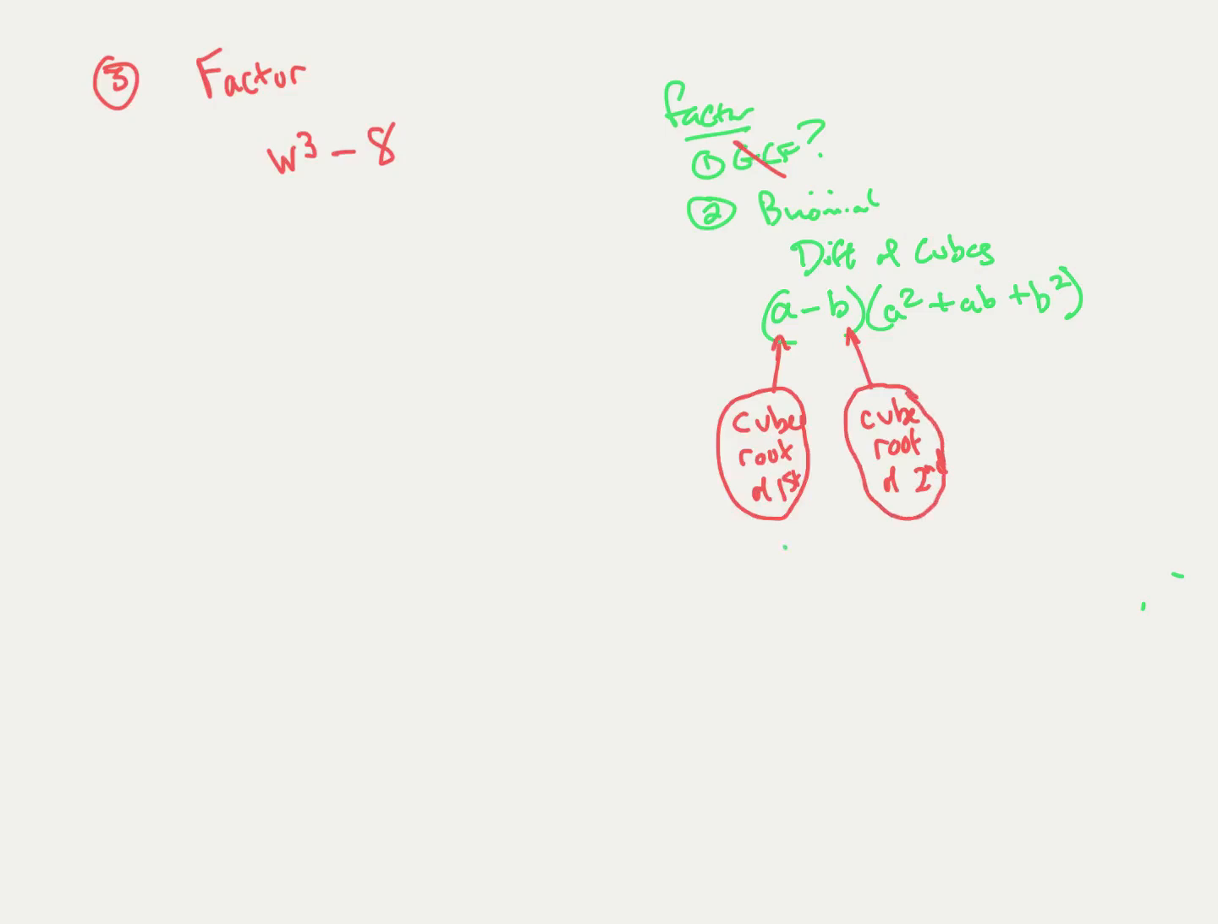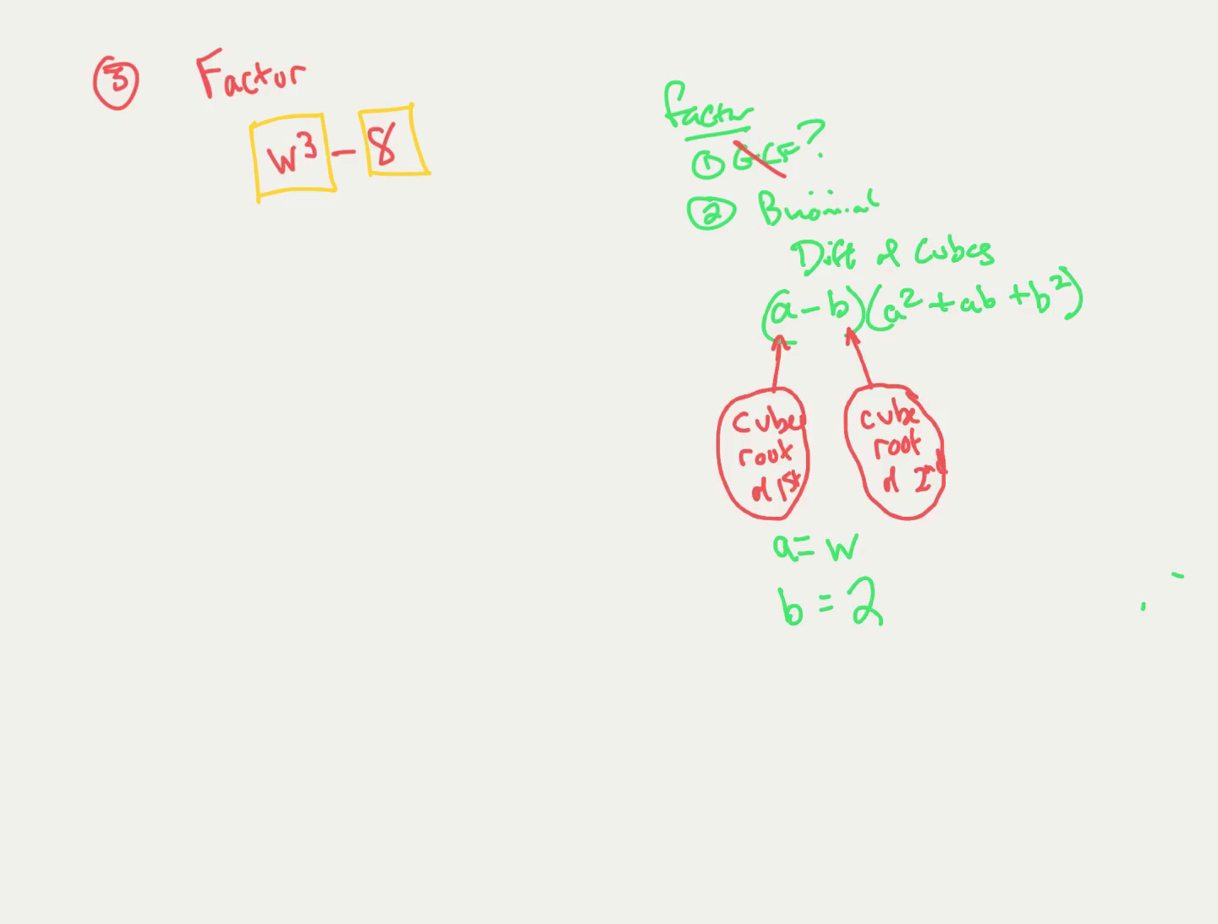So I'll write beneath this a, which is the cube root of w cubed, is just going to be w. B, the cube root of the 8, is 2. 2 times 2 times 2 makes 8. W makes w to the third.